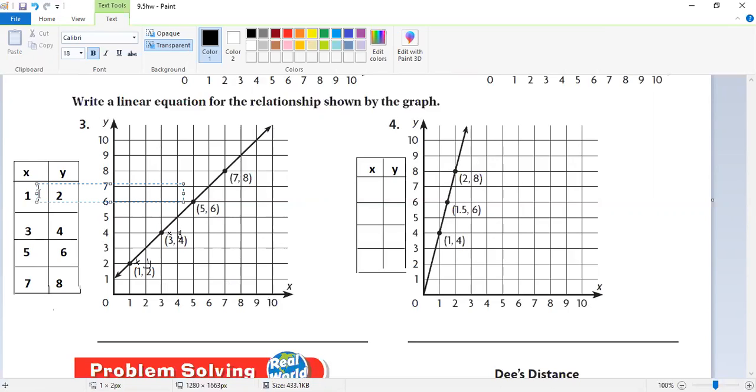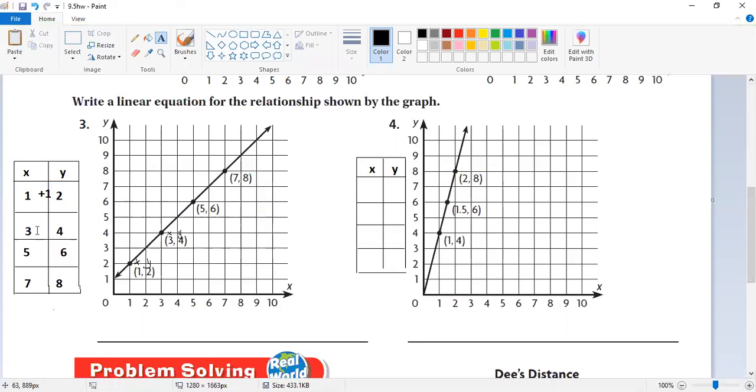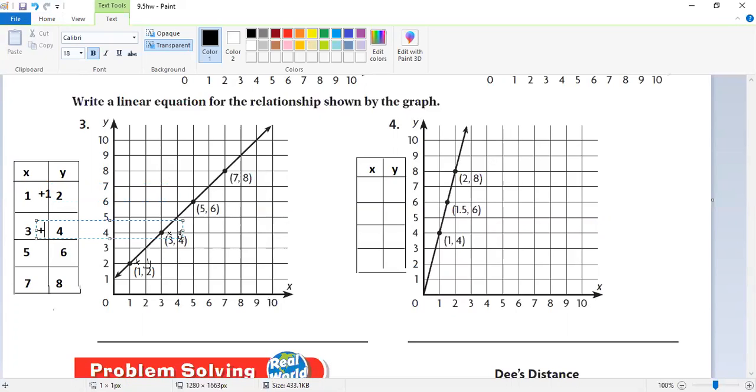Now let's check for plus. 1 plus what gives you 2? 1 plus 1 gives you 2. Now, if this is 1 plus 1, the pattern should be plus 1 for everything. So let's check. Is 3 plus 1 4? Yes, it is. Is 5 plus 1 6? Yes, it is. So the rule for this table is plus 1.